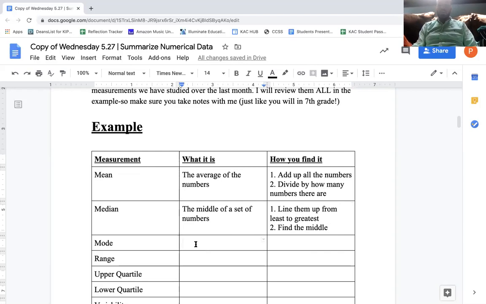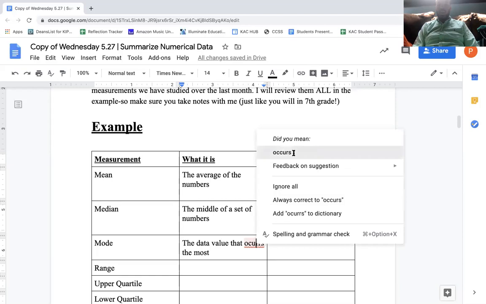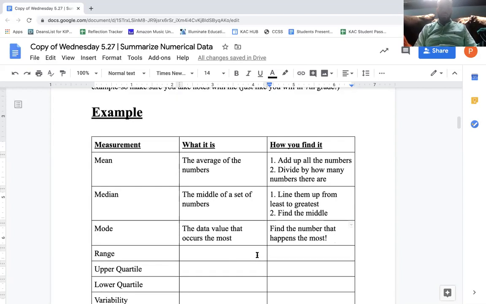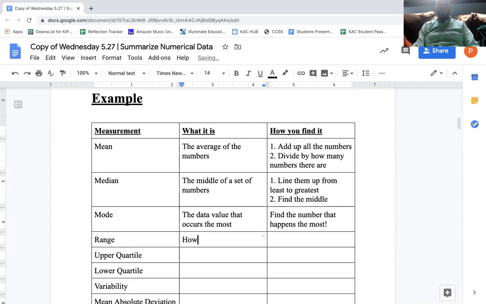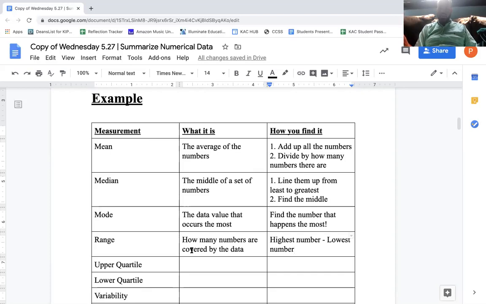What is mode? Mode is the data value that occurs the most. And how do I find it? I find the number that happens the most. Pretty straightforward. Range. Range is how many numbers are covered by the data. And to find the range, I do the highest number or value minus the lowest number or value. Value and number are interchangeable here. I'm just talking about the biggest number minus the smallest number.